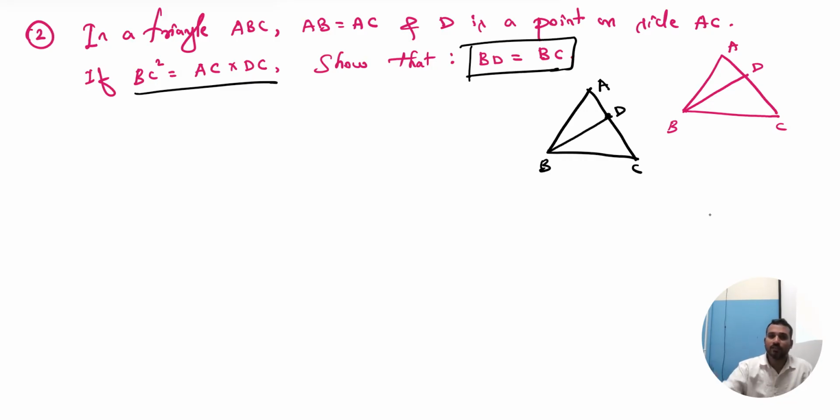What am I doing? I am joining this BD. Now, have you found some extra thing in this? What is that extra? We have two triangles now. Can you see this? Earlier it was only triangle ABC. Now since we are joining this side BD, we got one more new triangle. Can you see that new triangle BDC?